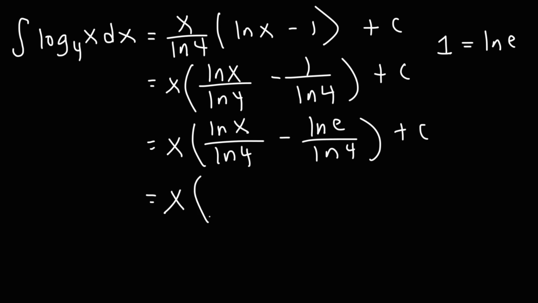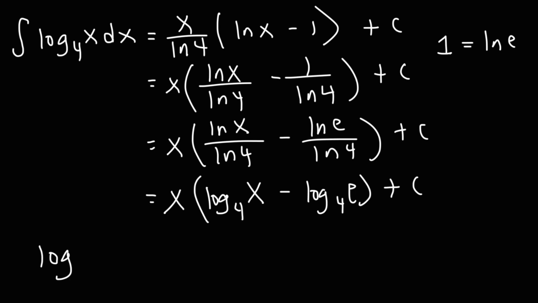So ln x over ln 4 is equivalent to log base 4 of x. ln e over ln 4 is log base 4 of e. Now, another property of logs that we need to use is this property: log a minus log b is equal to log a divided by b.